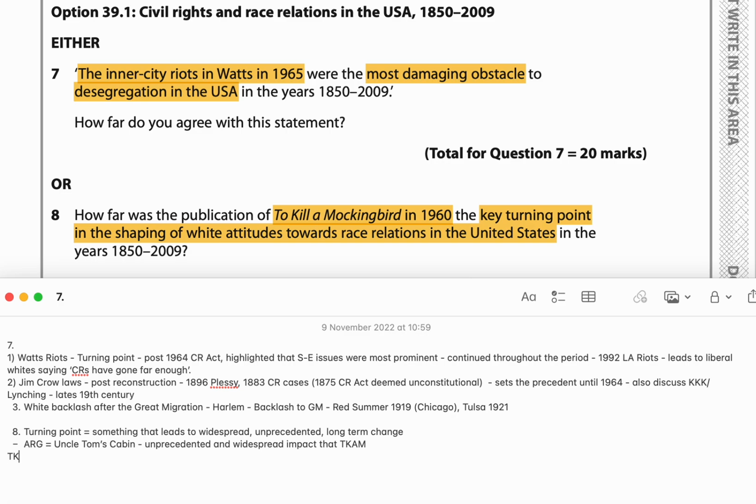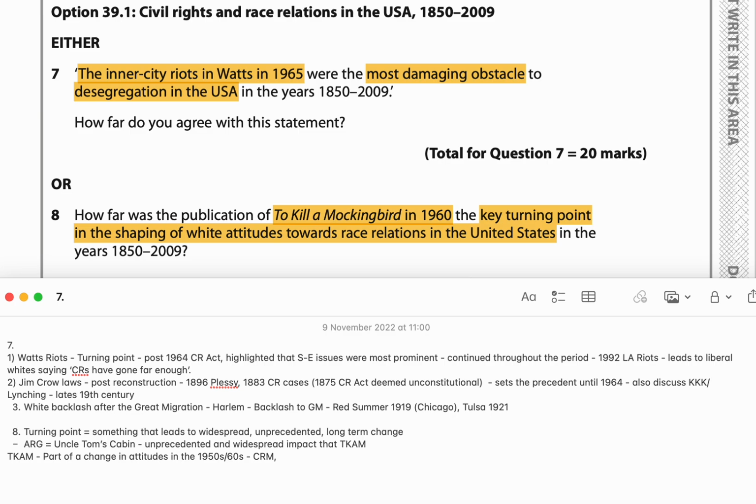on To Kill a Mockingbird. Yes, it did have an impact on white attitudes towards race relations. You could say that it was part of this change in the 1950s and 60s, and you could talk about the civil rights movement. You can maybe even talk about other films of the time. Perhaps you could bring in something else from topic 7. For example, you could talk about In the Heat of the Night.